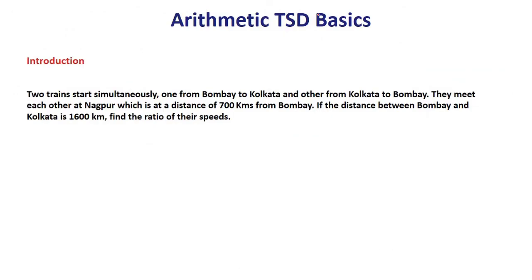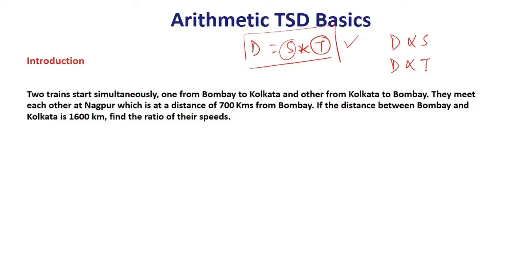First off, the basics. The absolute basics: distance is equal to speed into time, and I'm pretty sure you are hearing this for the first time, right? So distance is equal to speed into time. Now, if you think about it, if time is a constant, then distance is proportional to speed. When speed is a constant, then distance is proportional to time. And when distance is a constant, then speed is inversely proportional to time, right?